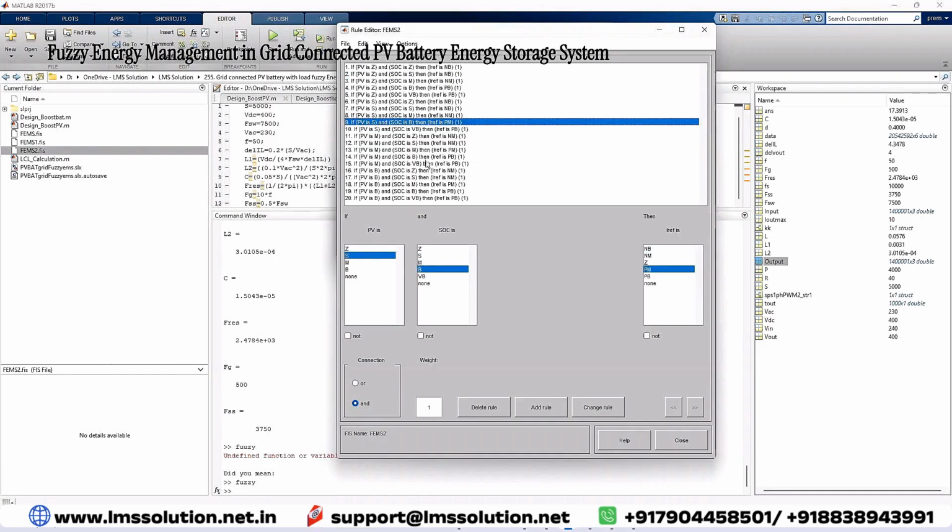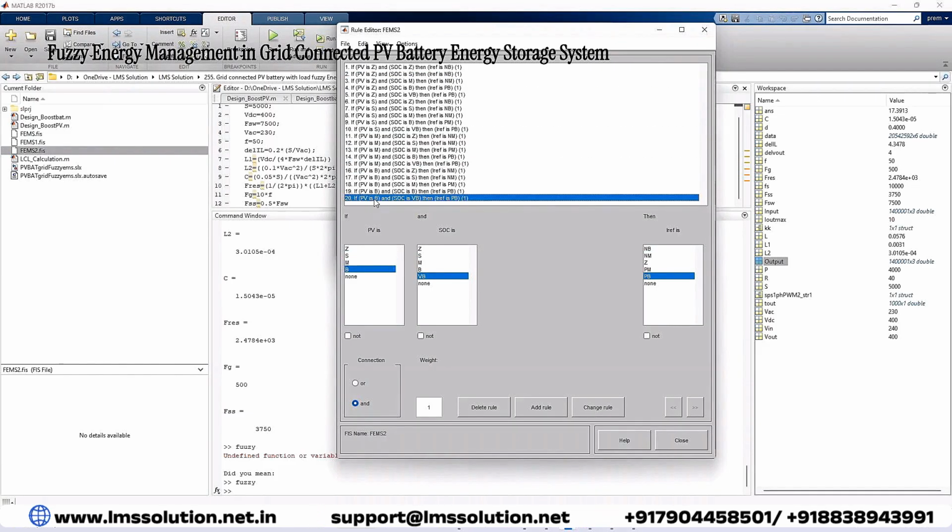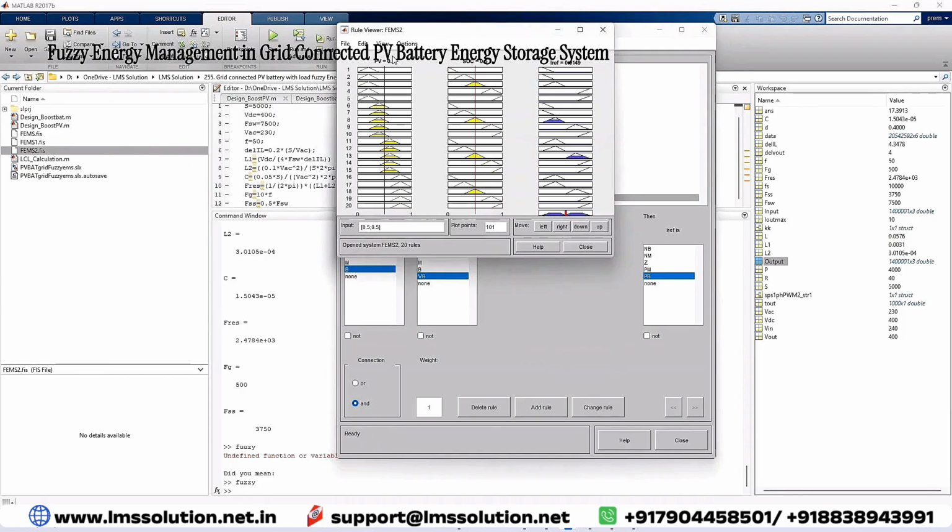Based upon this, for example, if PV is big and the SOC is very big, the I reference is positive big. That means we are sending power from the battery to the grid, the AC side. You have to take this logic. You can see here the rule surface. So when the PV is very high and the SOC of the battery is very high, the I reference will be positive high.